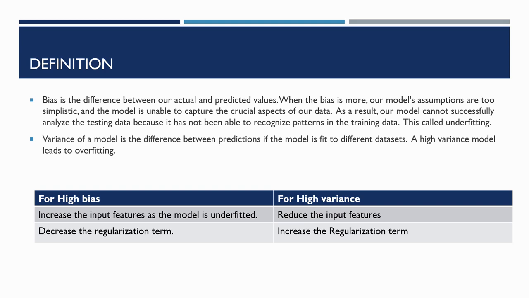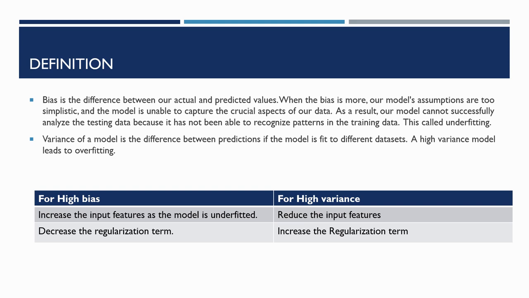So how do we balance bias and variance in our model? One approach is to use a technique called regularization, which adds a penalty term to the loss function that the model is trying to optimize. This penalty term discourages the model from fitting the training data too closely, which can help reduce the variance.